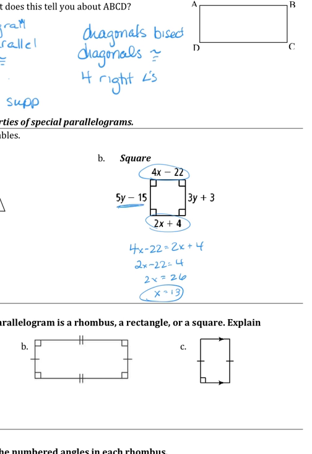The same thing works with the y numbers, so I'm going to change colors here so that it's different. I know that these two have to be equal, so 5y minus 15 has to equal 3y plus 3. Subtract 3y from both sides, add your 15, you get 2y equals 18, and then divide by 2, so we get y is 9. So I was able to use the properties of the rhombus and the square to solve those two.